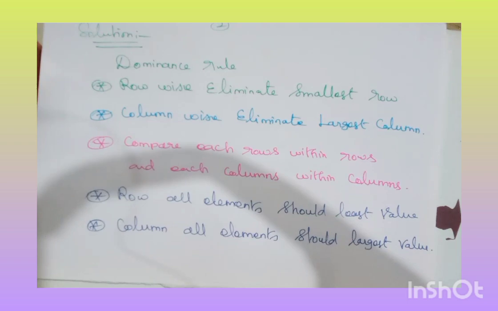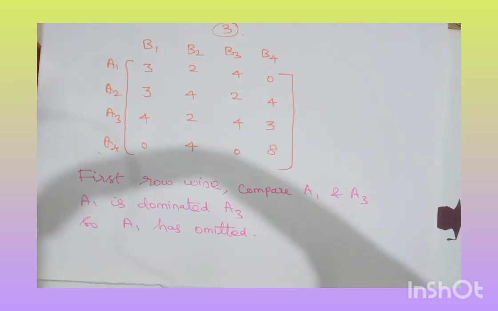One of the rules: row wise, eliminate the smallest row. Row wise we are going to check A1, A2, A3, A4. After checking the rows, whichever row has the least values, we have to eliminate. Similarly, column side, we check all the columns, and the largest column we have to eliminate. So please remember: row wise minimum row, column wise maximum column. Each row is compared with each row, and each column with each column. And the next one, B1, B2, B3 we are given.